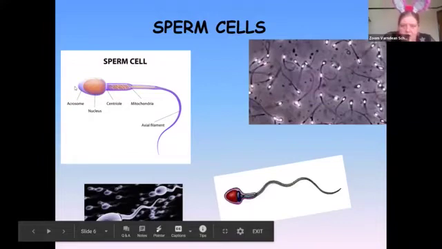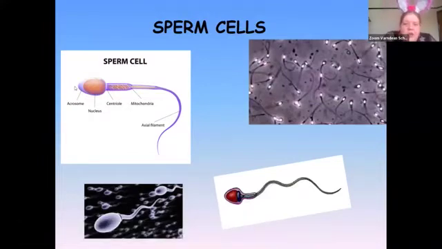Now, these have got lots of features that allow them to do their job. First of all, they've got a tail. It's a cell that can swim, and they wiggle their little tail, and it allows them to swim so they can meet the egg cell and fertilize it, which is really, really good. You'll also notice they've got mitochondria, which we've come across before. Mitochondria release energy through respiration, and for them to be able to swim, they're going to need that energy. So they have lots of mitochondria to allow them to do this.